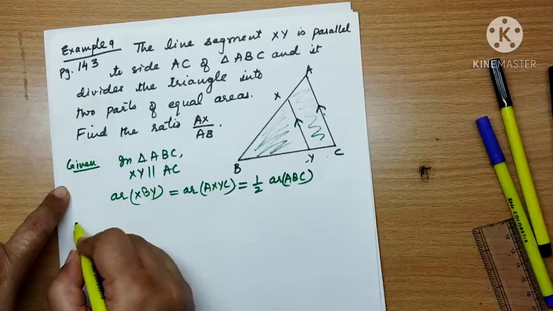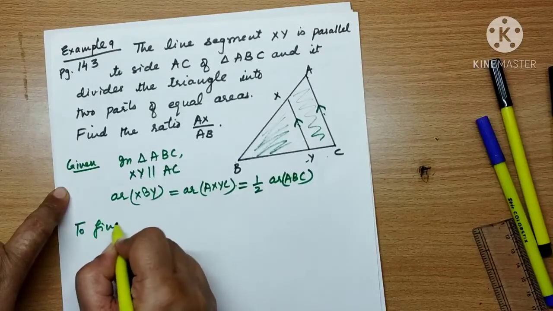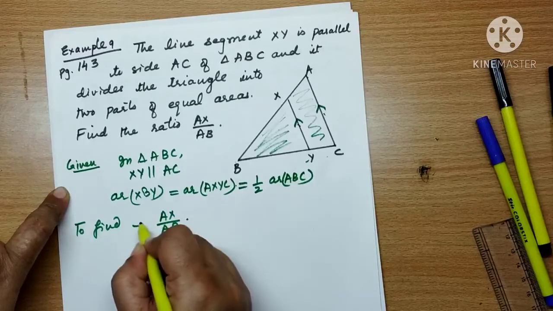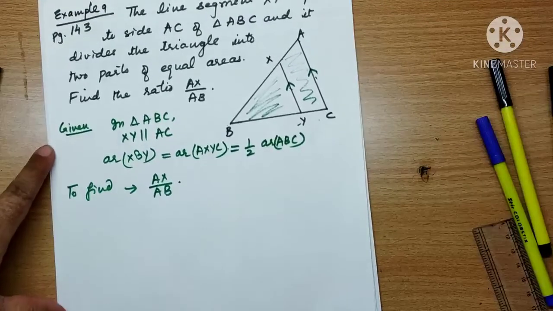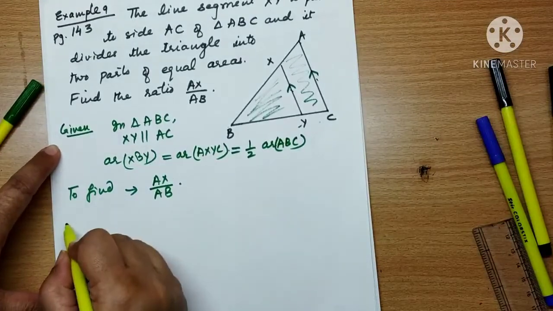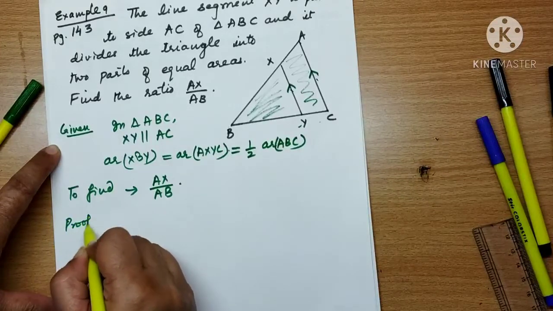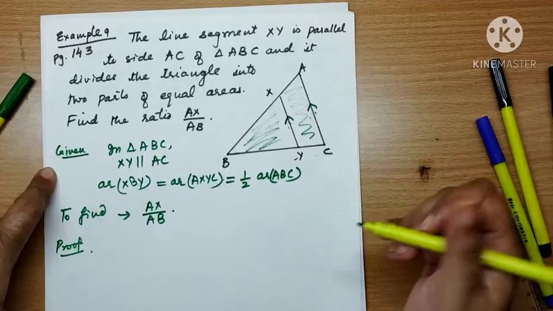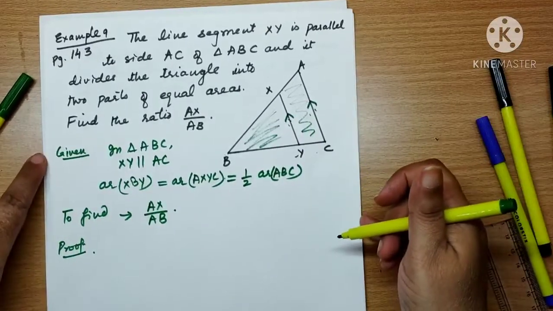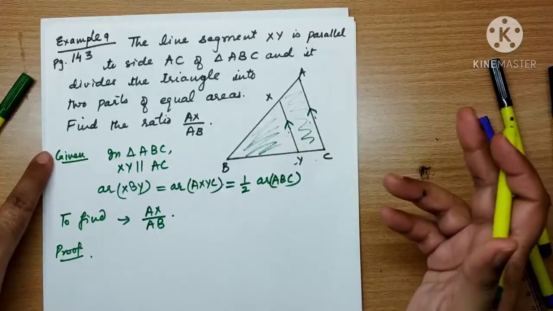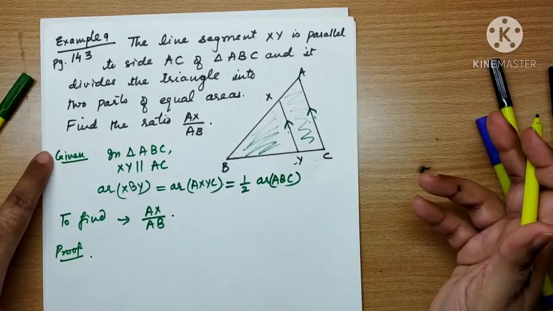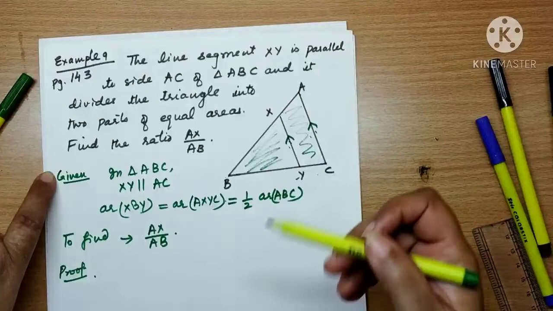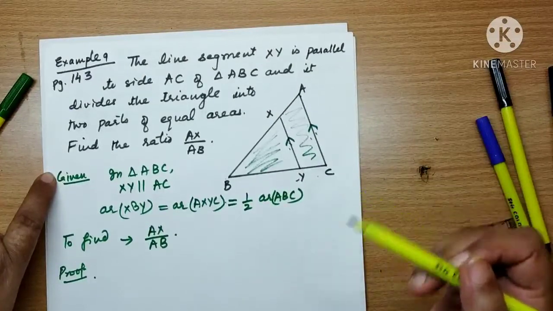What do we need to find out? To find AX by AB. This is what we need to find out in the question. So how do we do it? What are we looking for? Given lines parallel. When we are doing similar triangles, whenever we encounter parallel lines, the first thing that comes to mind is BPT. But that is why it's important to read the question thoughtfully.